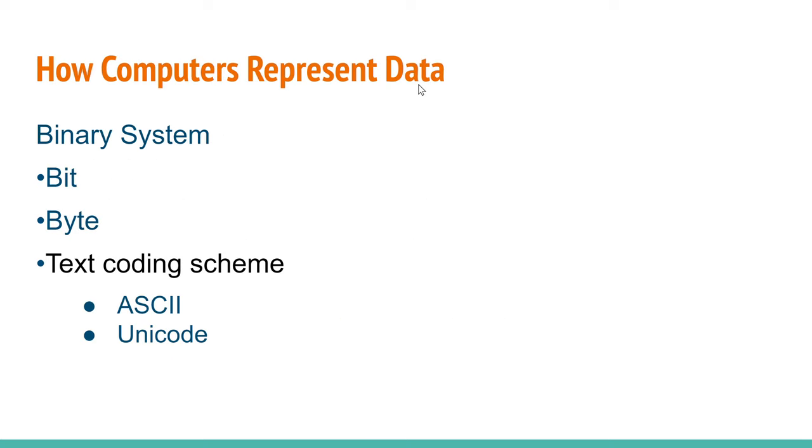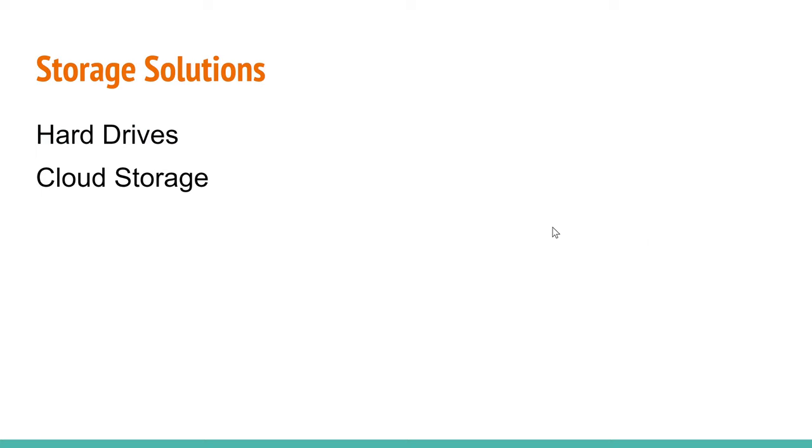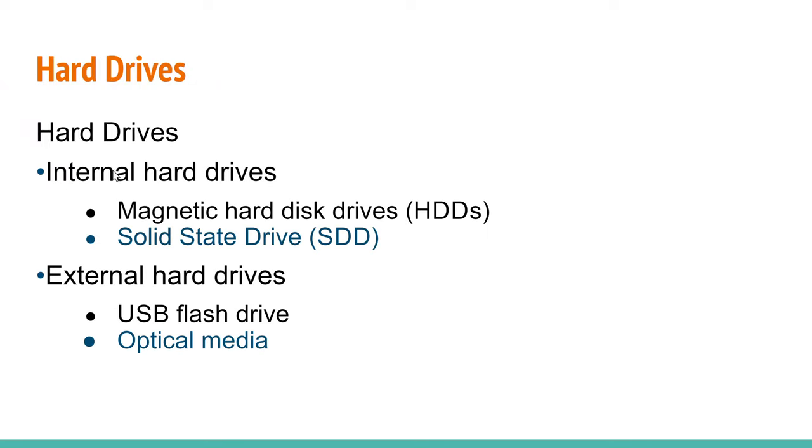How computers represent data: binary system, bit, byte, text coding scheme, ASCII, and Unicode. Storage solutions: hard drives and cloud storage. Hard drives: internal hard drives, magnetic hard disk drives (HDDs), solid state drives (SSDs). External hard drives, USB flash drive, optical media.